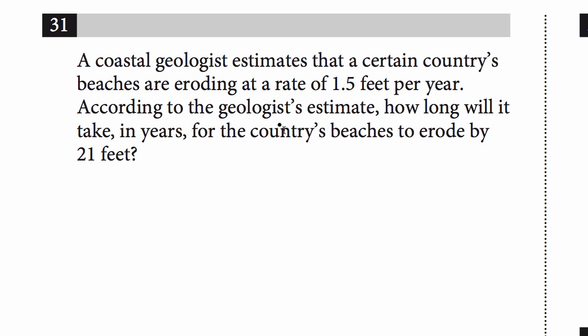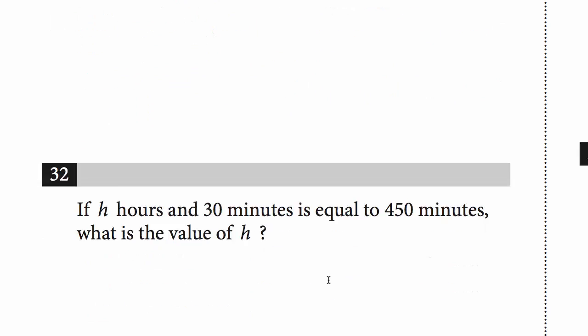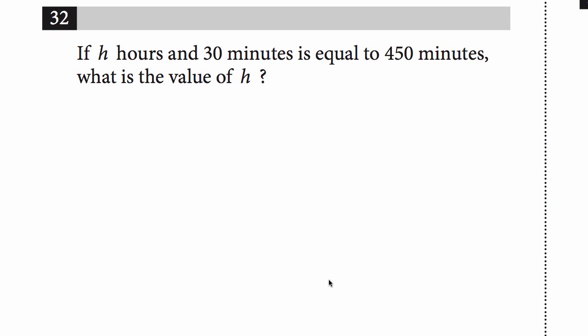And literally all you had to do was 21 divided by 1.5. How many times does 1.5 go into 21? I'll put feet here anyway, but you don't have to. And you get 14. And that's literally all you have to do. You could set up a proportion, but let's not make this overcomplicated. That's all you got to do. All right, number 32.